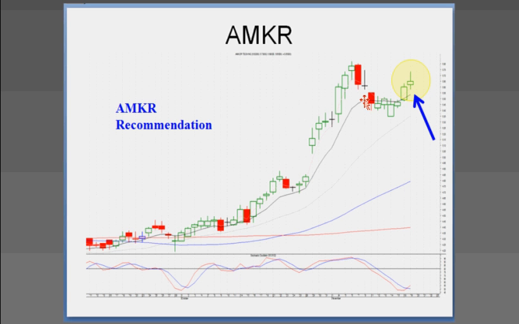Right now, we were recommending AMKR because it's got this nice J-hook pattern. We've been buying it over the last couple of days. What do we expect? First of all, to get to this level. And if it goes through that level, where's it going to go to? Well, if this is my wave 1, wave 3 is still a lot higher.